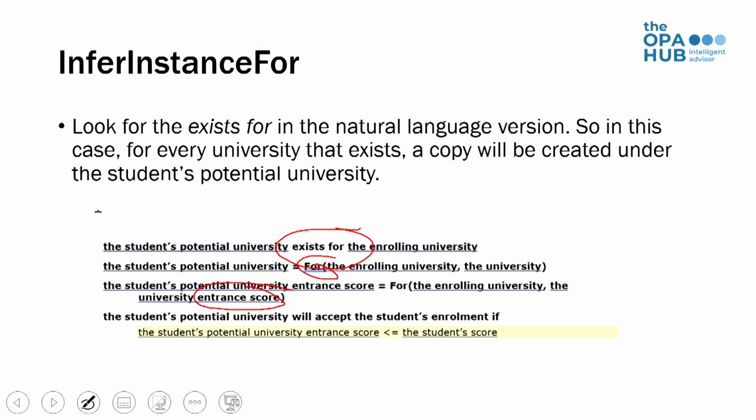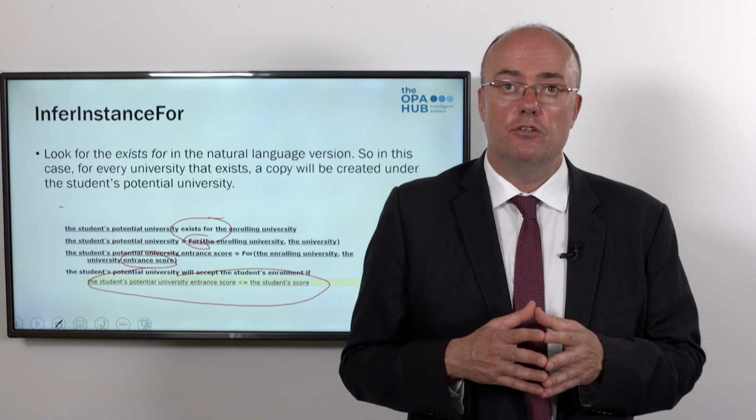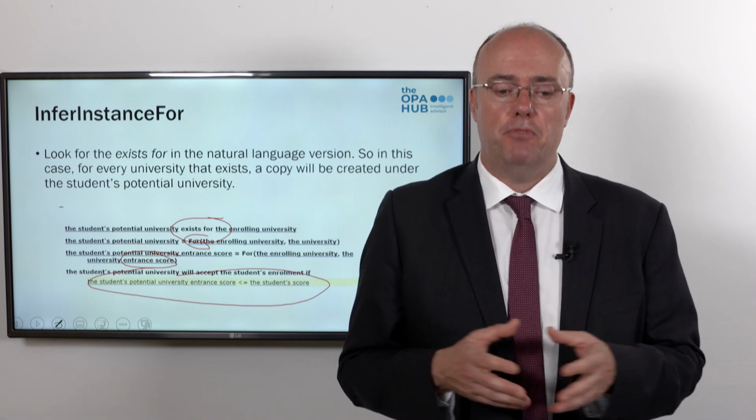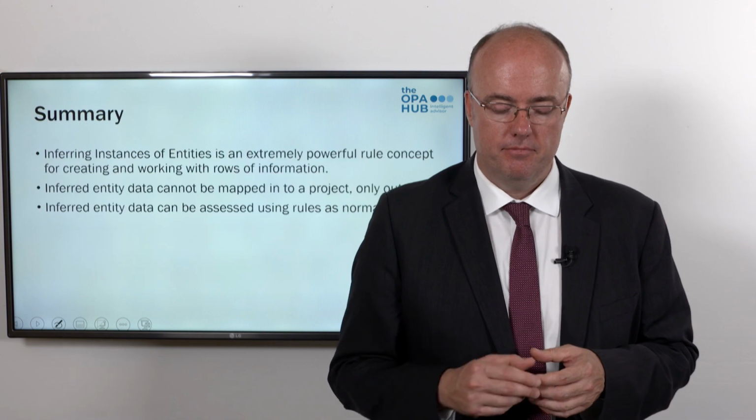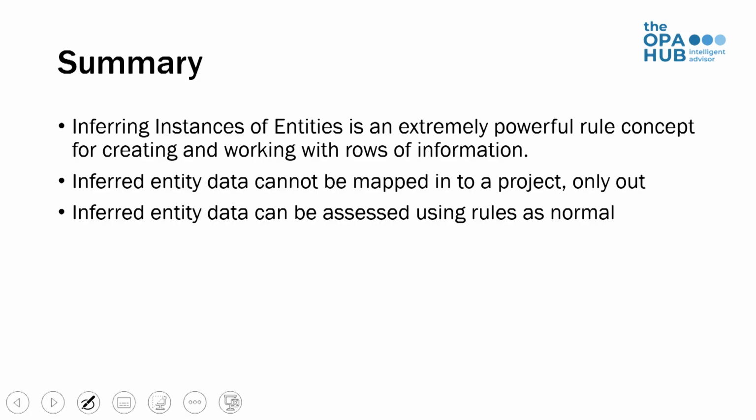So if there are 10 universities, each one of them has an entrance score. I have a particular score that I've scored, which limits the number of universities that I could apply to. So what we're saying is the student would be accepted if their score was greater, so the university score was less than or equal to the student score. So it's a way of ensuring that we only propose to the student universities that potentially would accept them. Anyway, we're going to go back in the demo and see both the infer instance and infer instance for in action. But what do I want you to remember for now?